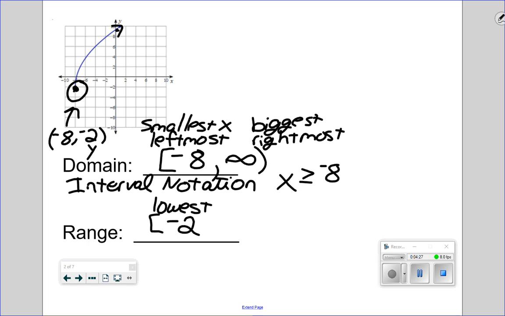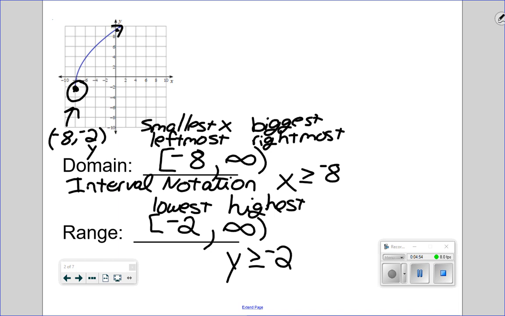Now the highest y value, like with the x, the domain, it continues to go up forever and ever. That would be the highest y value, or the kind of maximum that y can be. In this case, we don't really have a stopping point. That arrow indicates it continues to go up forever. So our y value's highest point is infinity. This says that y can be anything greater than or equal to -2. It can go from -2 on up. So there are points on this graph from -2 on up for the y points.